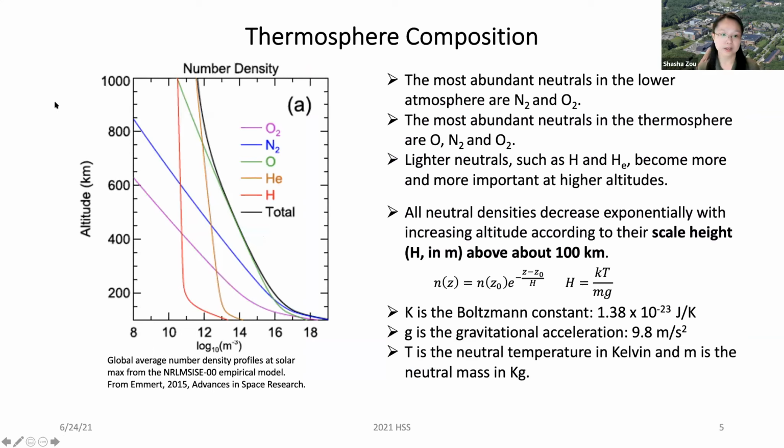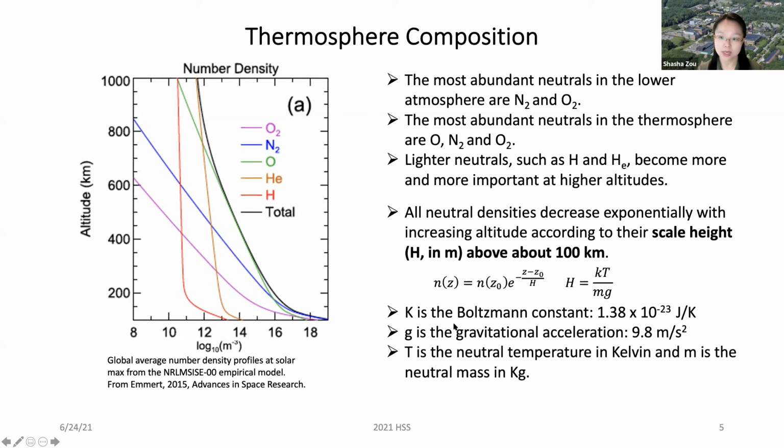Okay, so this slide we will talk about the thermosphere major compositions. We know that the atmosphere just outside our house, most of the neutrals are molecular N2 or O2, right? But when you move to the thermosphere altitude, you start to see those atomic neutral particles, such as atomic oxygen or hydrogen and helium. And so one of the important things to understand their generation is to understand a process called photodissociation. I will talk about that in the next slide.